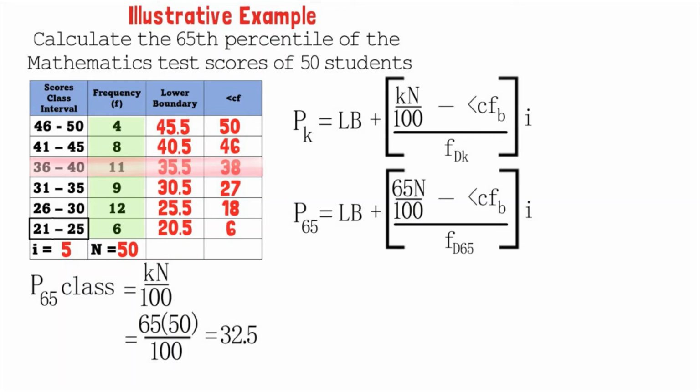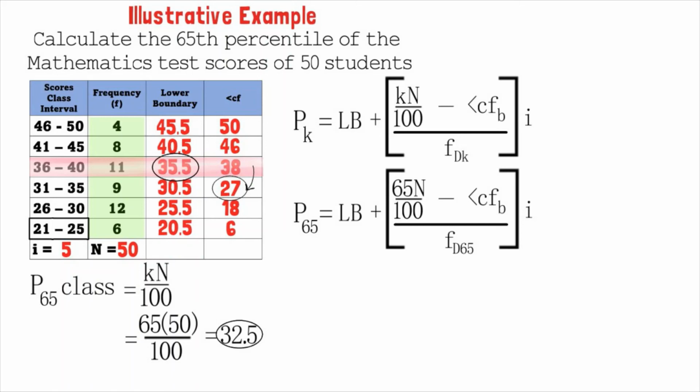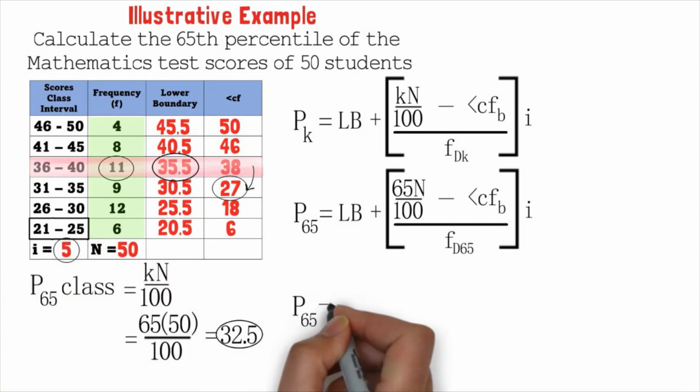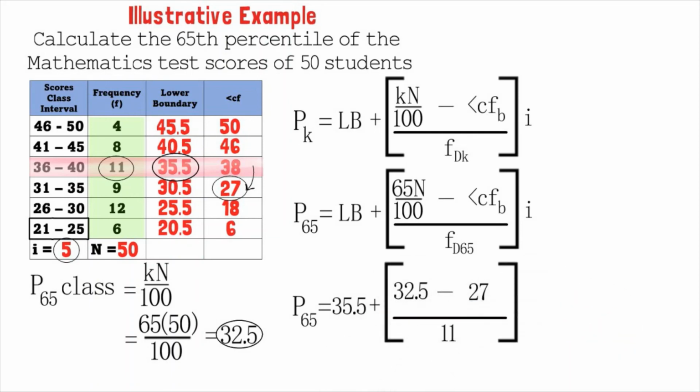From the given table, we can see that our lower boundary is equal to 35.5. Our 65 times n divided by 100 is already computed, which is equal to 32.5. Our less than cumulative frequency before the P sub k class is equal to 27. Yung frequency naman ng ating class is equal to 11. And our class interval is equal to 5. Giving us P sub 65 is equal to 35.5 plus the quantity 32.5 minus 27 divided by 11 times 5.